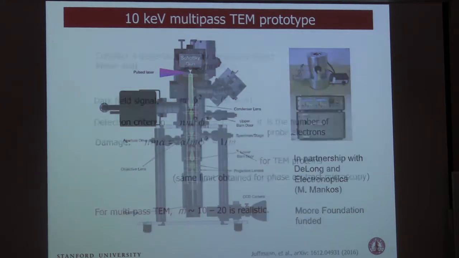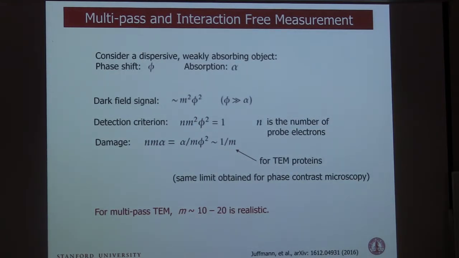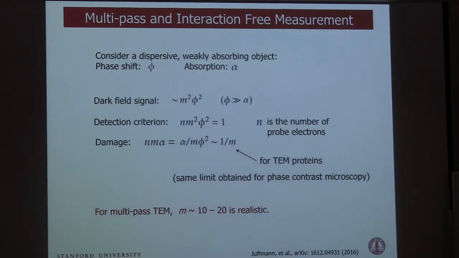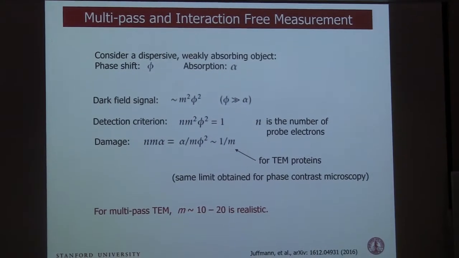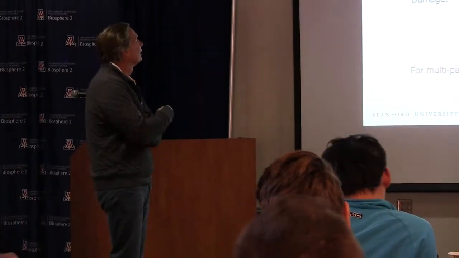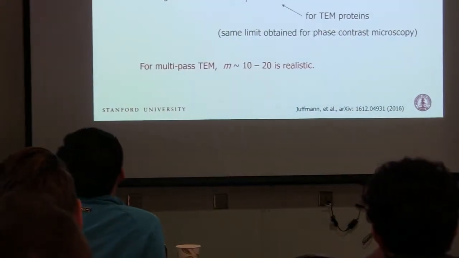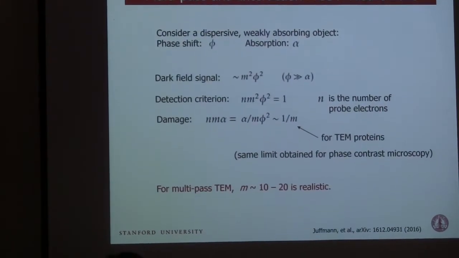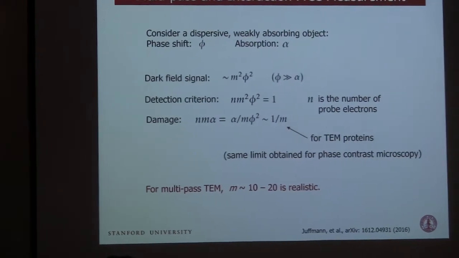So, I wanted to say a few more words about quantum mechanics in this imaging protocol. And I think this is where it gets conceptually pretty interesting. Let's just consider in the abstract a dispersive, weakly absorbing object. The phase shift is phi, the absorption coefficient is alpha through a single pass. And now we're going to go through that object m times, and we're going to look at some of the signal sizes.